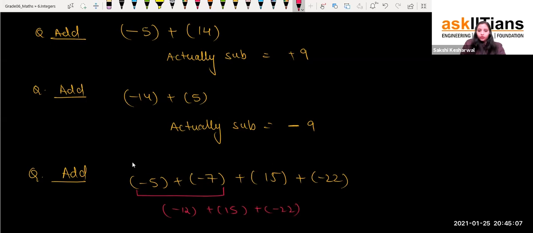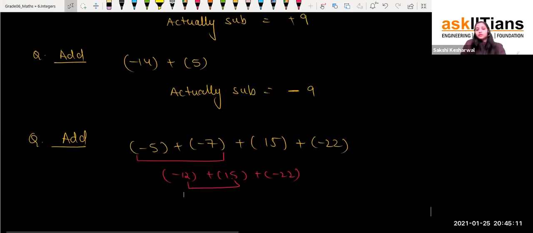Now let's add these, right? One is negative and the other is positive. So you will be subtracting and putting the greater number's sign. So this will be what? 3 with the positive sign, and over here it will be minus 22.